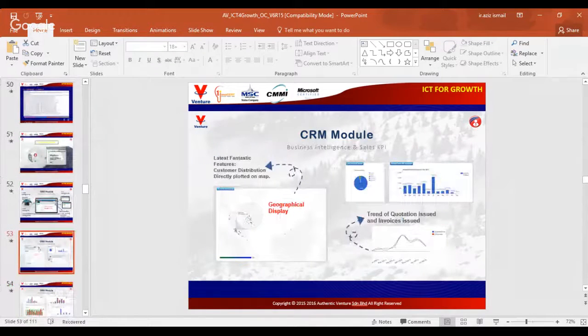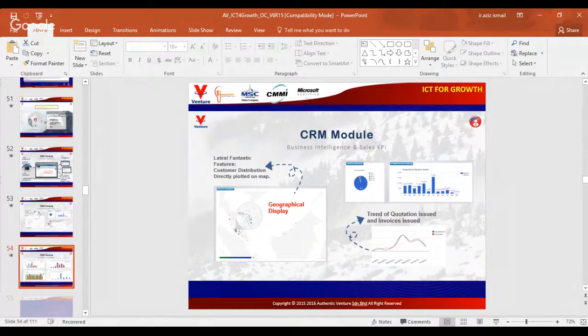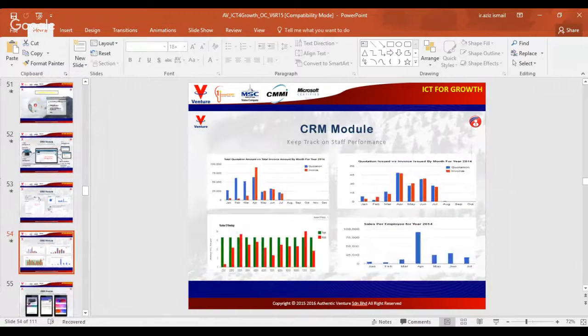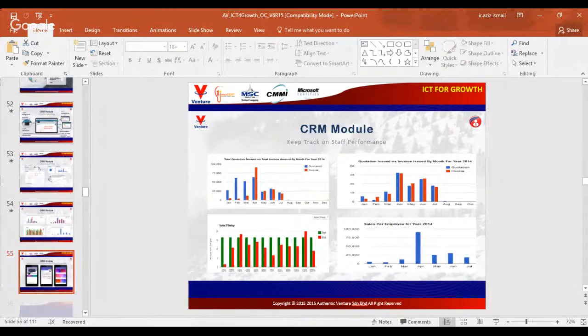And inside the CRM, you actually have many other graphical displays. You can see your customers where they are on a map. You can look at the various trends, and look at the various dashboards that we give you.